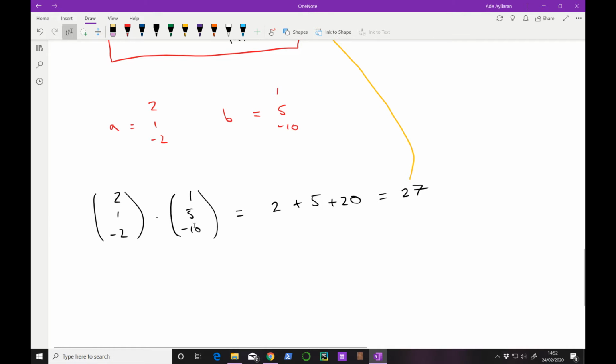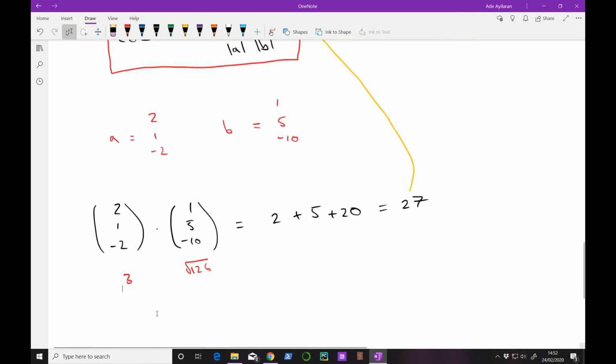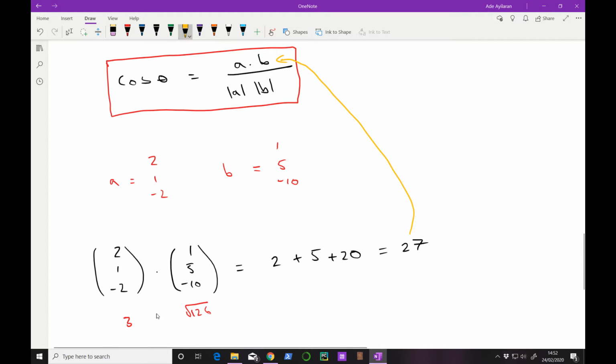I already know the magnitude of this vector here. So the magnitude of this vector is going to be 126. And just in my head, I'm going to work out the magnitude of this vector here. That's going to be root 9, because 4 plus 1 is 9, and then root that, it's going to be root 9, which is 3. So 3 root 126. And that is going to go on the bottom there.